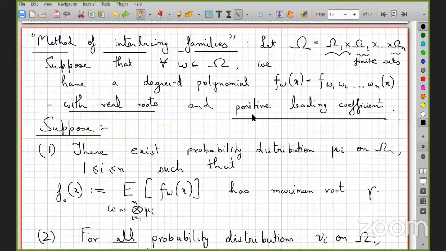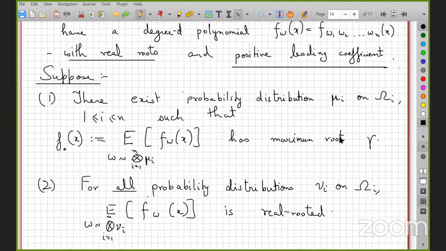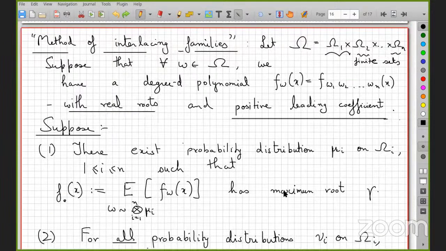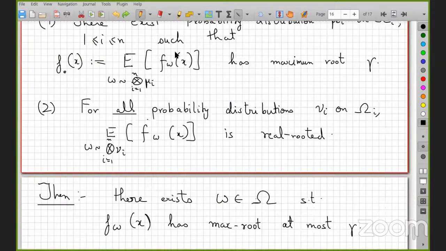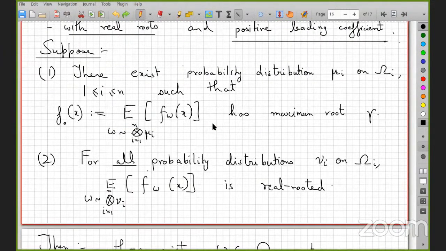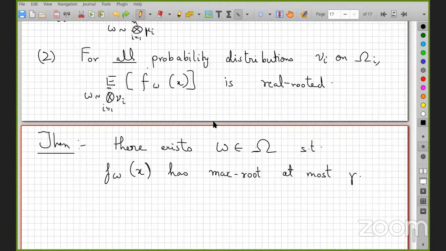Okay, so let's just check. Now we have a bunch of polynomials. Again, we have that the expectation of these has maximum root gamma, but the expectation is of a special form. It's not some arbitrary expectation, it's an expectation with respect to a product distribution. And we also assume that for every product distribution, the polynomial that we get by taking the expectation is real rooted. So under these two conditions, we get that one of the polynomials f has maximum root at most gamma. Now we are in business.